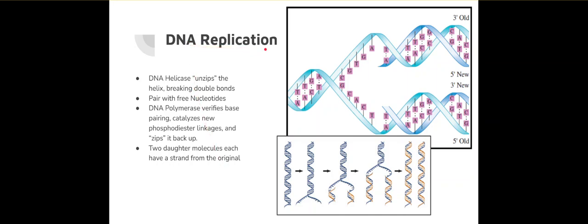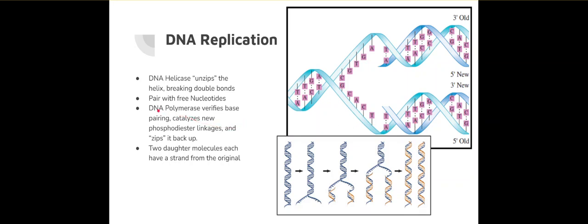Okay, DNA replication. What happens when your body wants to replicate DNA is it uses an enzyme called DNA helicase, which unzips the double helix, exposing these active groups here, these base groups. They will then pair with free nucleotides. So you're going to get your G to C and T and A pairings going on.